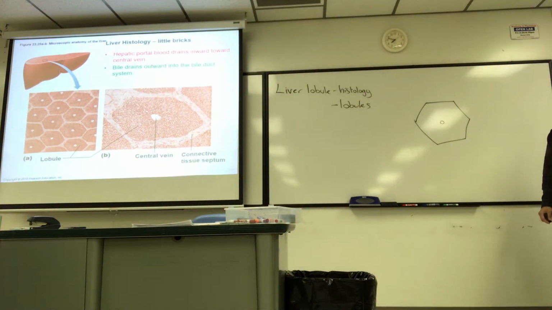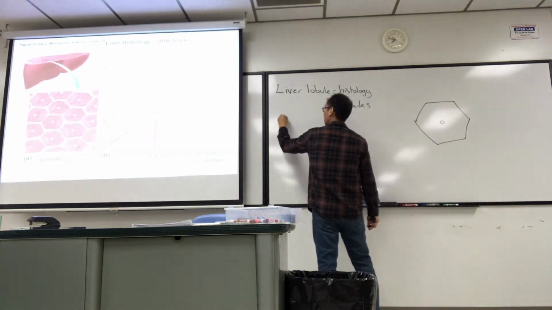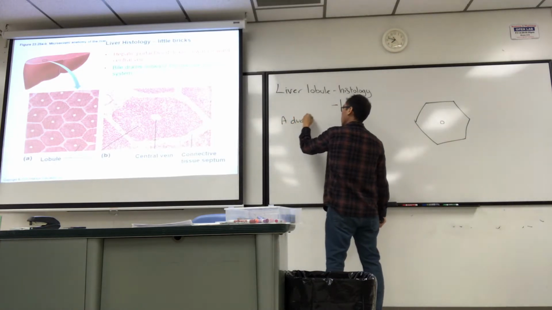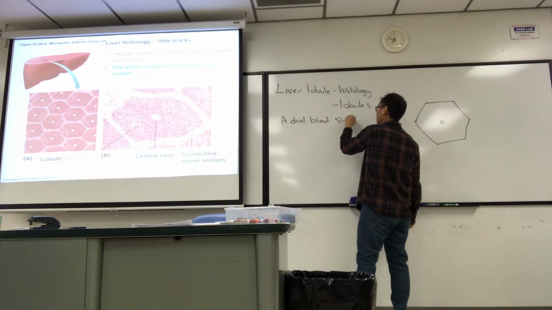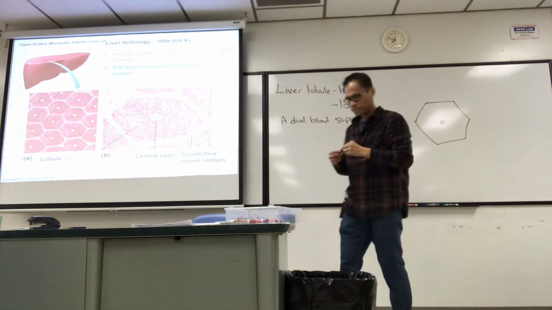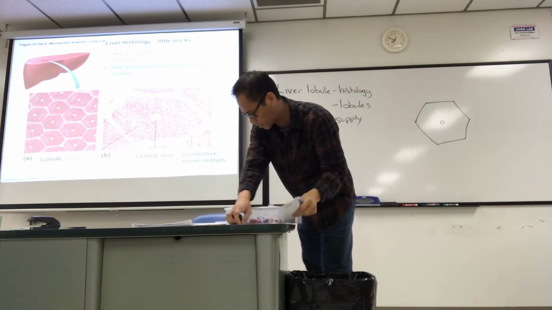And so what I want to remind you about the liver is that it has a dual blood supply and a single venous drainage. And we can see that in the lobule. So look for a dual blood supply in a single venous drainage.